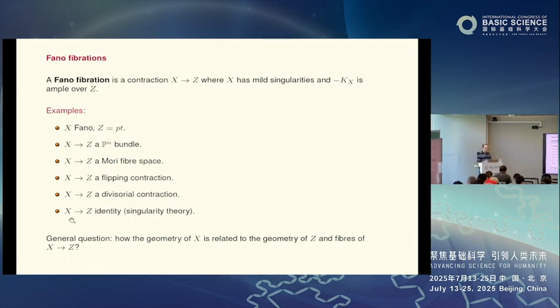And finally, if you just have the identity map from X to Z, X to X itself. So what does that mean? That means you just have one algebraic variety. There is really no fibration. You just have the identity. We can still think about this as Fano. And this makes it very interesting, because this means that singularity theory is just a subset of this world of Fanos. At least the kind of singularity that we are interested in.